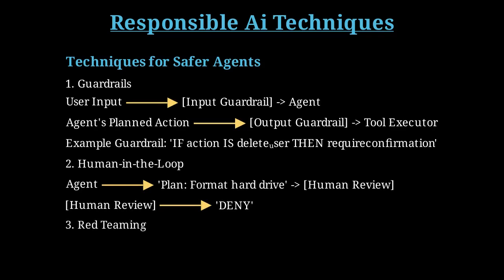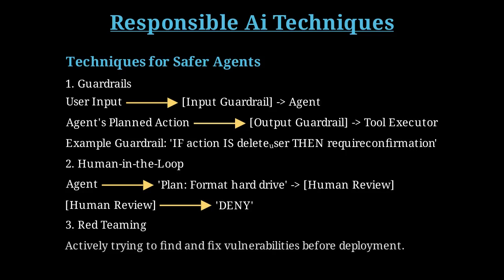Second, we use validation. Before executing a potentially destructive action, the agent can be required to get confirmation from a human. This human-in-the-loop approach is critical for high-stakes tasks. Finally, we must rigorously test our agents against adversarial attacks, trying to break their safety protocols before they are deployed.